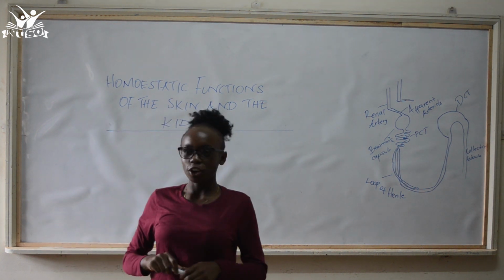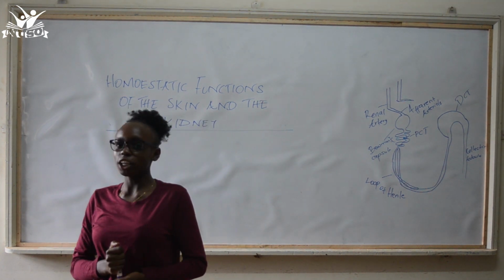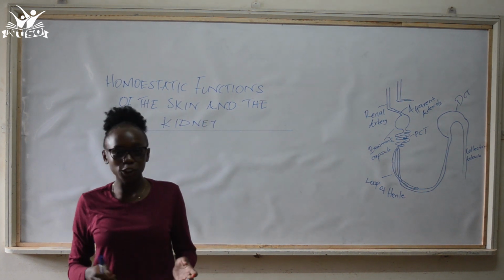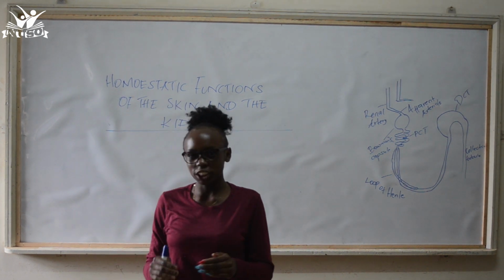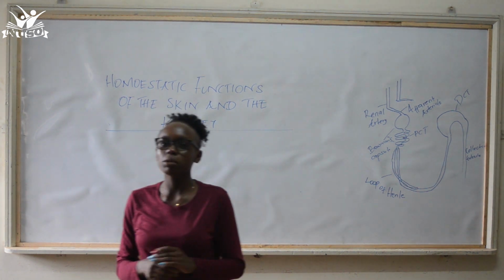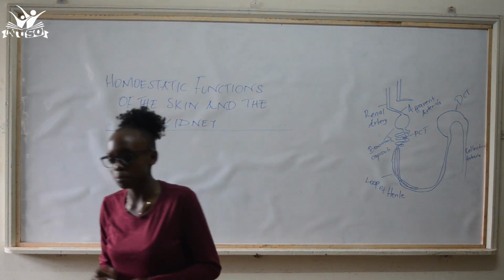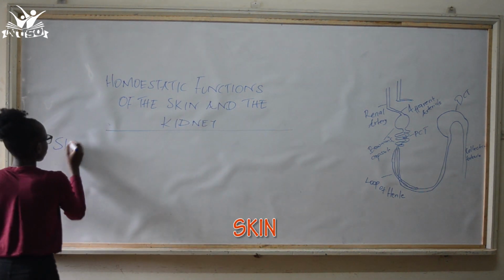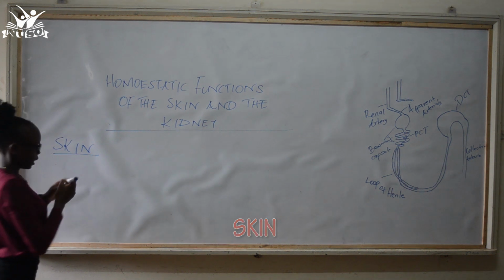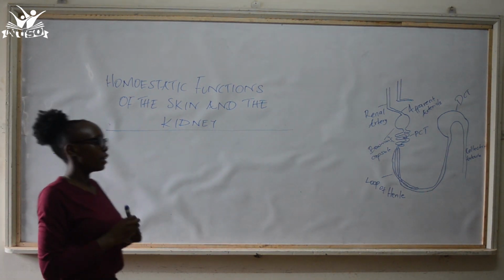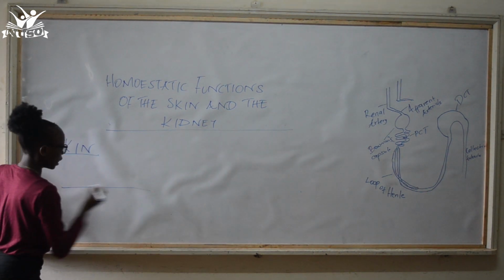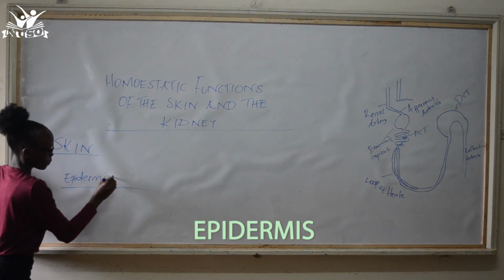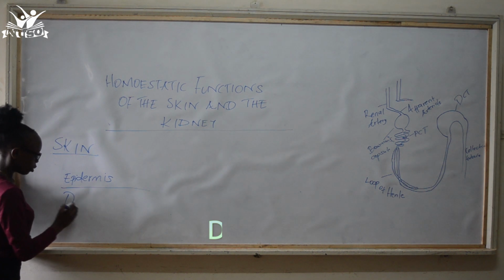So, first of all, homeostasis is the self-adjusting mechanism that functions to maintain steady conditions in the internal environment of a living organism. So we are going to begin with the skin. The skin is made up of two layers. The outer, external layer is called the epidermis, and the internal layer is called the dermis.